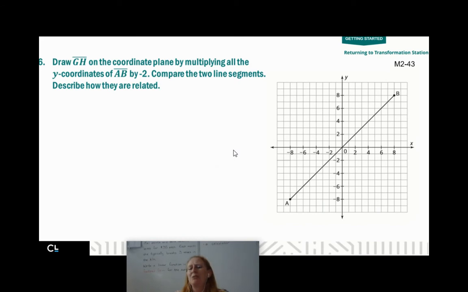What happens if you multiply your y coordinates by a -2? Can you do that? Can you multiply your y coordinates by a -2 and then draw it, and we'll call it GH, and draw that on your graph? Go ahead and hit pause to work this out, hit play when you're ready to check your work.